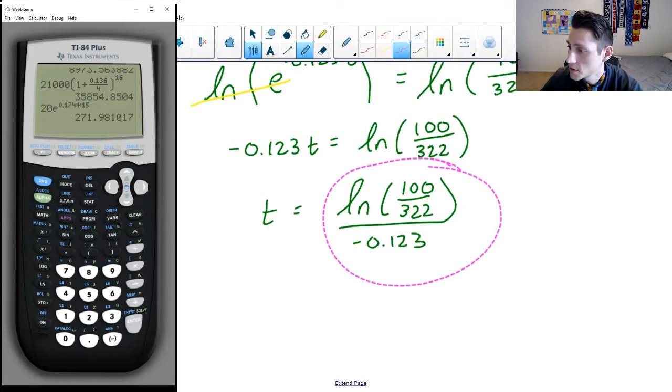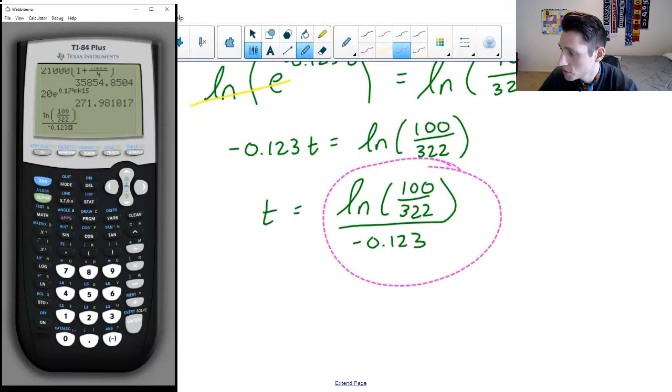So I'm going to first create a fraction. In the numerator is my natural log. I'm going to do another fraction, so 100 divided by 322. Close parentheses. And then in the denominator, negative 0.123. Make sure you use the negative symbol, not the minus sign, right?